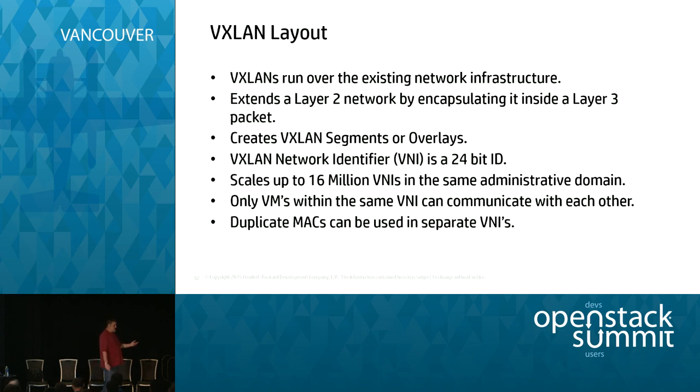It creates a VXLAN segment or overlay. Sometimes you hear both those words. It means the same thing. Someone says segment, someone says overlay. That is the same piece of information. The VXLAN network identifier, or VNI, which is like the VLAN number, right, but for VXLANs, is a 24-bit ID, 16 million VNIs per domain. Only VMs within the same VNI with the same number are allowed to talk to each other.